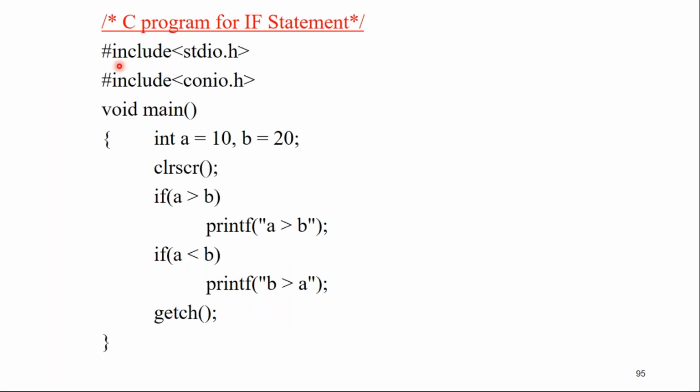If statement, if A equal to 10 and B equal to 20, if A is 10 and B equal to 20, is this particular statement true? It is false, so this will not be printed. If A is 10 and if B is 20, this is true. A is less than B, so this statement will be printed.